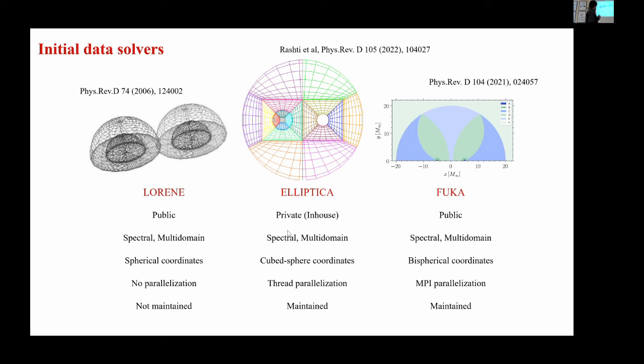Right. So these are the solvers, and one important point about all of them is that when we have a black hole in the system, these solvers use excision techniques to generate the initial data, which basically means they remove the interior of the black hole, put appropriate boundary conditions, and then generate the initial data.